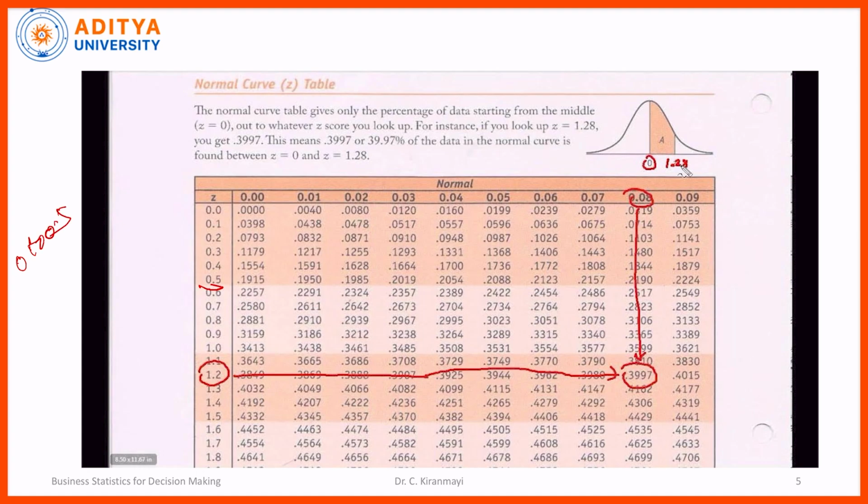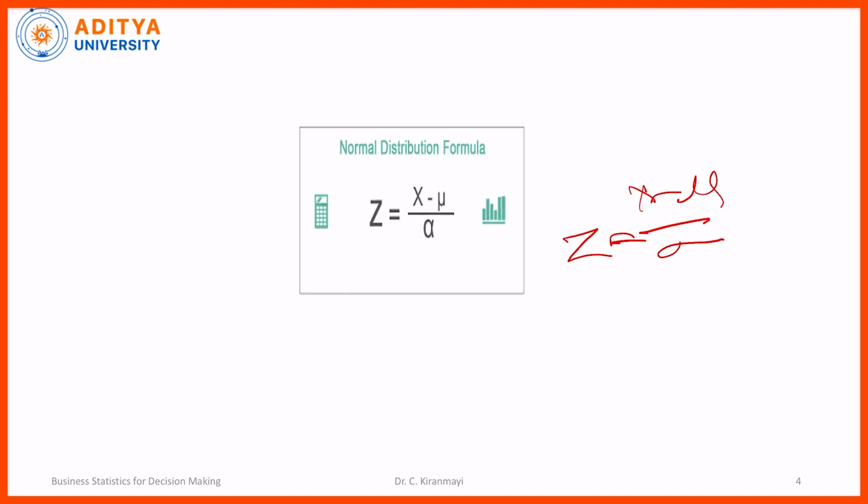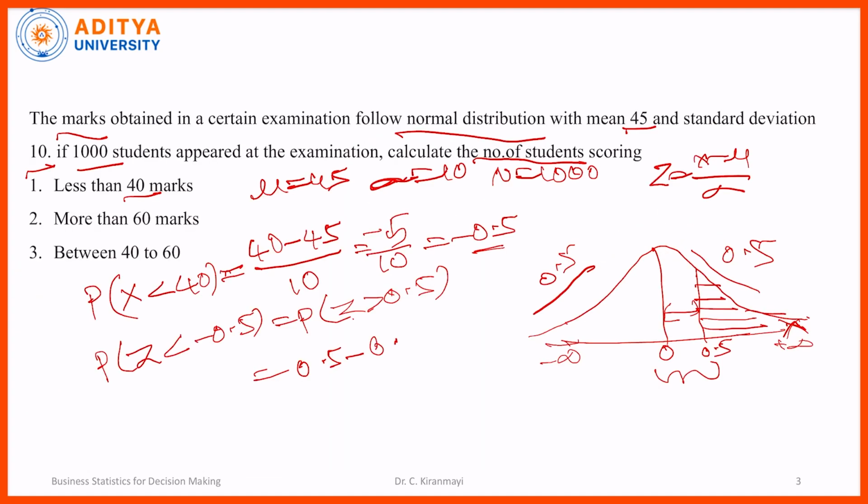So, 0.5 is this one, and the next digit is 0, so we have to look under 0. Suppose it is 0.51, then we have to go with 0.5 under 1. This is how we have to do it. But here in this problem, we have only 0.5, therefore the next digit is 0. Therefore, 0.5 under 0, the value is 0.1915. Therefore, the area from 0 to 0.5 is 0.1915, which we have got from the table values.